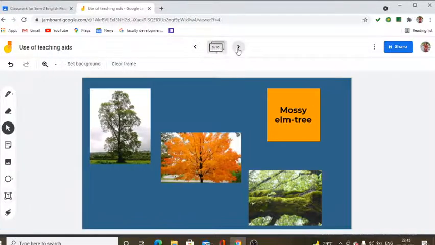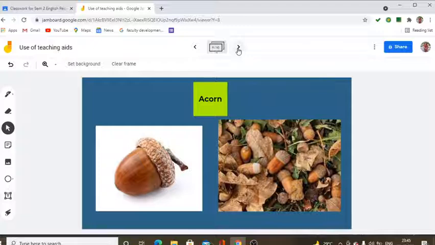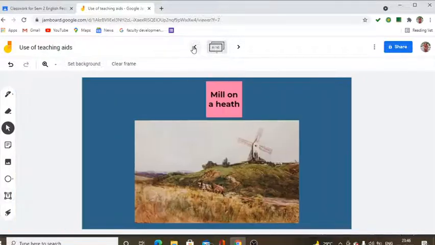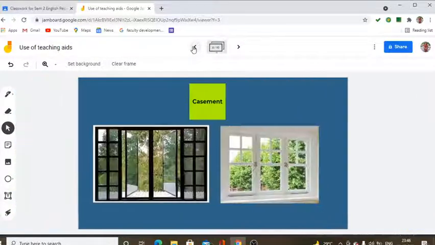So here the teacher displays another picture and asks students, this is a picture of acorn. Can you tell me that acorn is the fruit of which tree? A student replies that acorns are the fruits of the oak tree. The teacher says, correct. The teacher writes the word acorn and oak tree on the board.